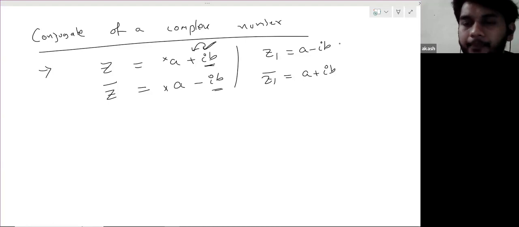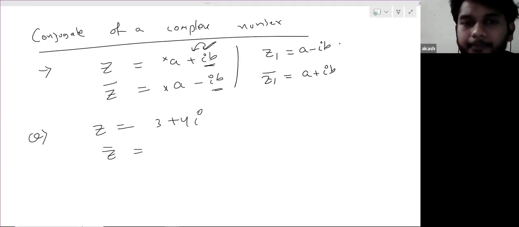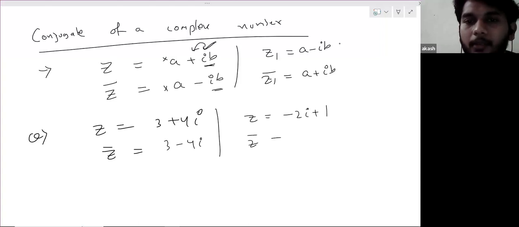Can you tell me what will be Z bar? 3 minus 4i. Very good. If Z is minus 2i plus 1, then Z bar will be 2i plus 1. Very good. So this is clear, right? Okay, note it down.